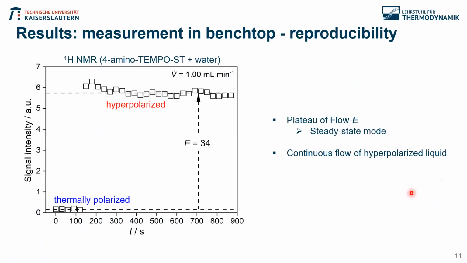So for doing reaction or process monitoring, of course, we want to have highly reproducible experiments, and with that kind of device, we can have that. So if we have here a stream of thermally polarized liquid, and then we switch on the microwave, we see that we get a hyperpolarized signal, and after some initial heating problem, we have a quite stable signal.